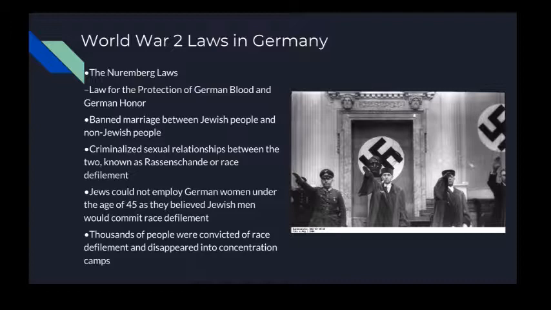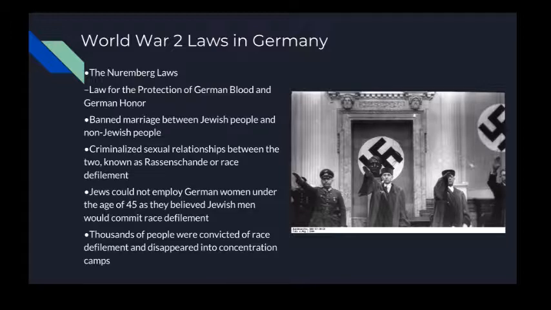During World War II, the laws in Germany were called the Nuremberg Laws. They were laws for the protection of German blood and German honor. They were put in place by Hitler. They banned marriage between Jewish people and non-Jewish people, and they also criminalized sexual relationships between the two. This was known as race defilement in the law.